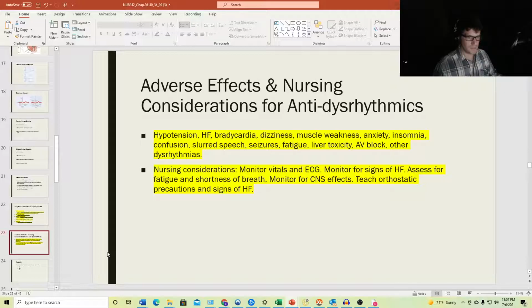Okay, monitor vitals, ECG, monitor for signs of heart failure, assess for fatigue and shortness of breath up here already, monitor for CNS effects already up here, and then teach orthostatic precautions and signs of heart failure. So there you have it.